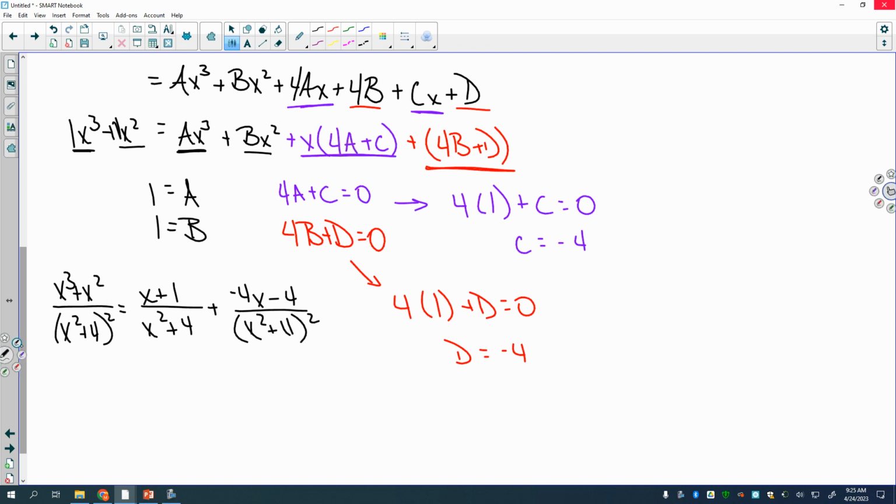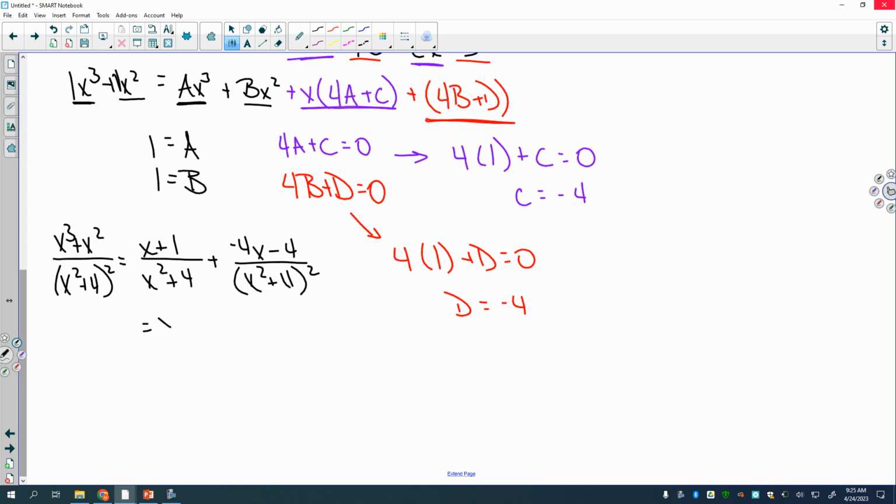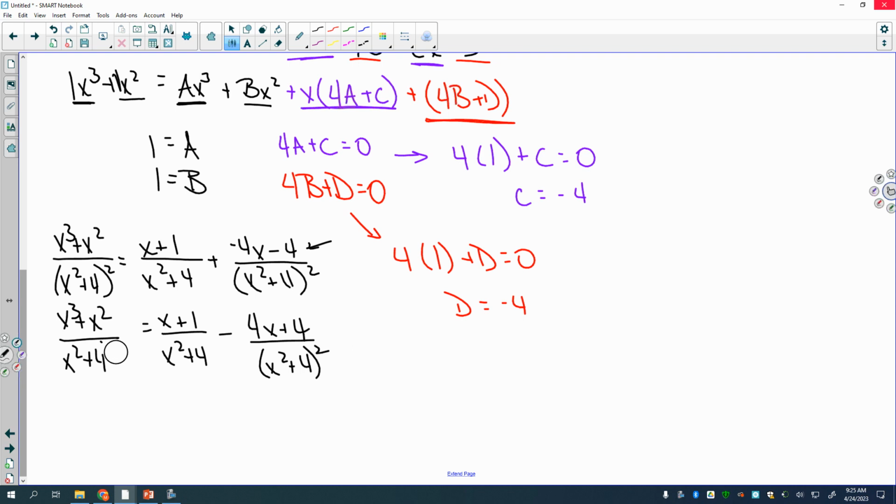I would probably go through, just because I like the way it looks better, factor out the negative right here, and have 4x plus 4 on the top, and x squared plus 4 quantity squared on the bottom. I just prefer the way that looks. I wouldn't count it wrong on a test or a quiz, so you could leave it either way, and it would be perfectly acceptable.